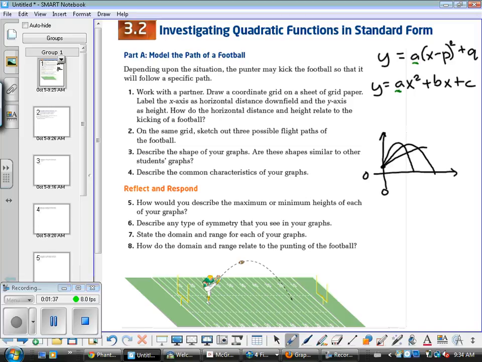Okay, and so here are 3 possible flight paths. You could have a high and short kick, or sort of a medium kick, or a long, low kick. Those are all possible shapes. And so to describe the shape of your graphs, or what they have in common, well, they all kind of go up and then they come down. Okay, and that's called a parabola. We learned that in the last section. So what do they have in common?